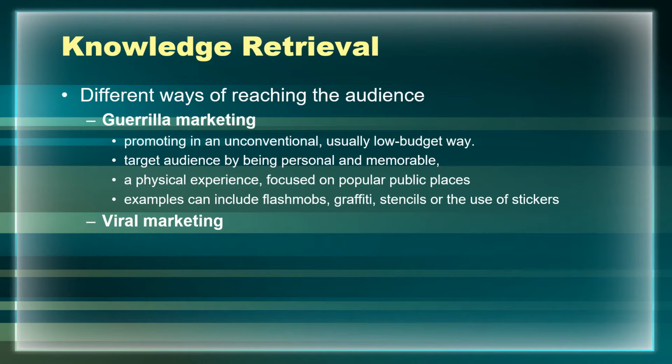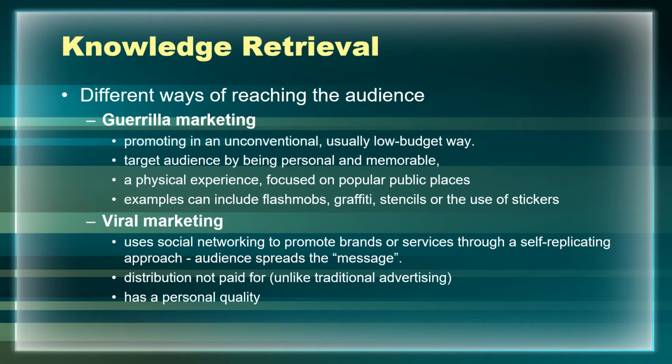So the idea is that somebody will experience this and that they will video it and put it on the internet where hopefully it will go viral. And viral marketing uses social media to promote brands or services. Effectively, the idea is that you upload something, you share it with your friends, they think it's cool, they share it with their friends, and the audience spreads the message. Basically, the audience is doing the job of the advertising distributor because the advertiser doesn't have to do anything. They just have to hope that their campaign is catching people's imaginations and that they are sharing it.